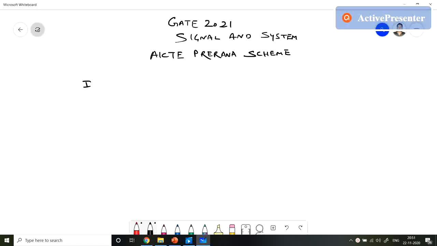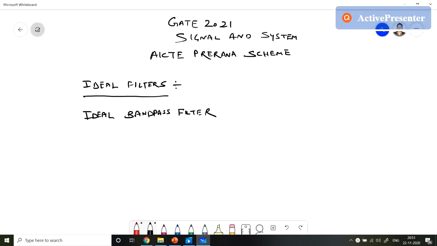Welcome to GATE class. Today we will see the ideal filters. So let us discuss the ideal band pass filter.